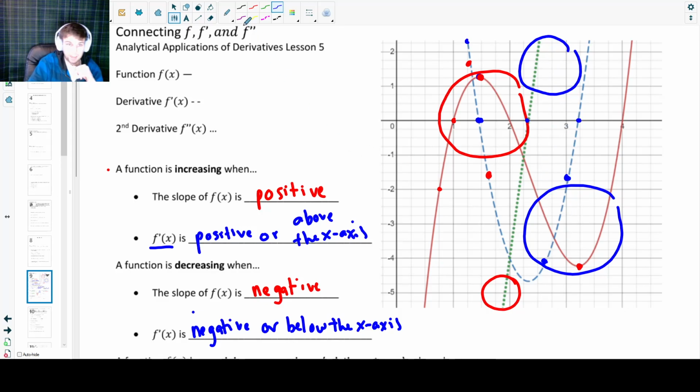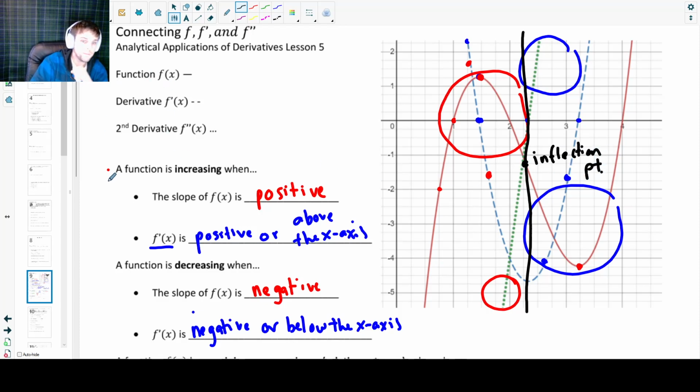Now, however, there is a cutoff point, right? Right in here is where there is a transition between our concave down and our concave up. And that is something that we refer to as an inflection point, which is the next thing we're going to look at here. So an inflection point.